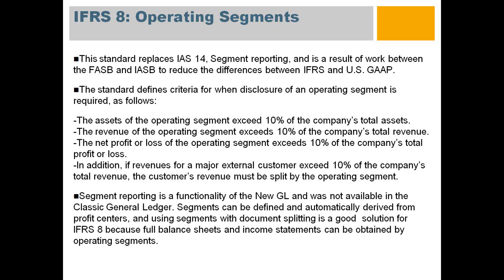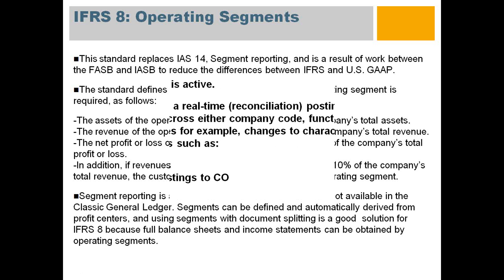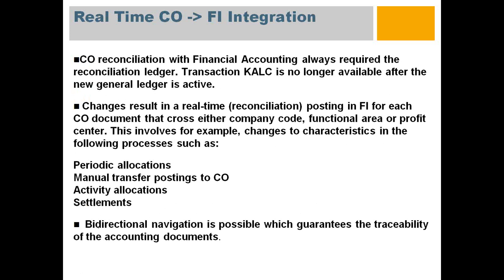So it's not 20%, it's 10%, okay? If the assets of an operating segment exceed 10% of the total assets, or the revenue of an operating segment exceeds 10% of total revenue, you're supposed to maintain an additional ledger. Maintain a full balance sheet. In the older version, again this is an interview question, how were FI and CO kept in sync? Can anybody answer that question in the old FI? Let me break this down.